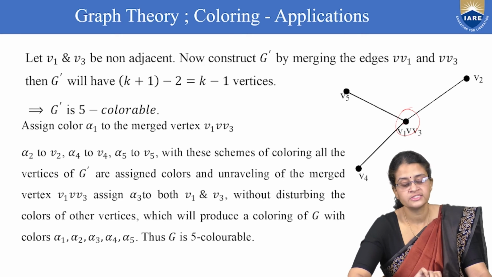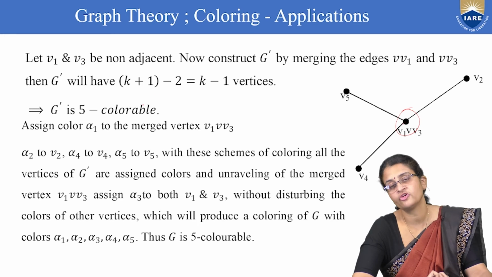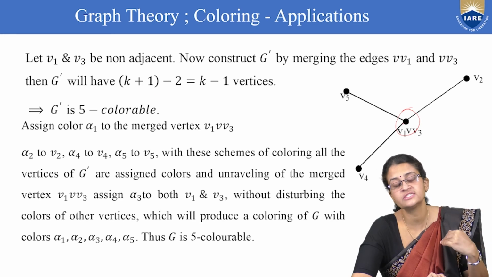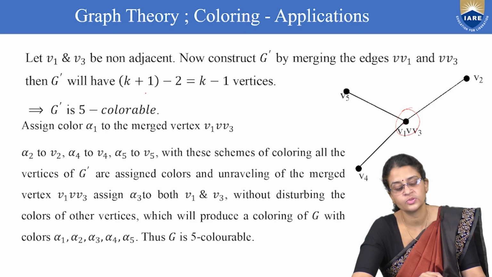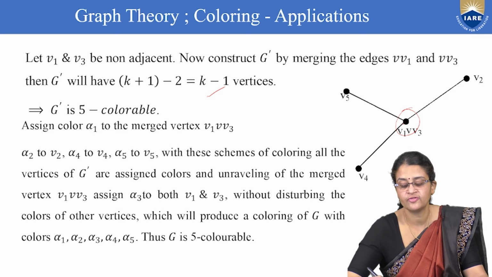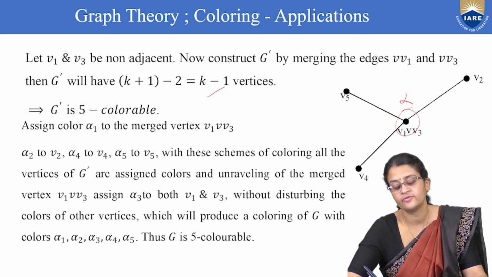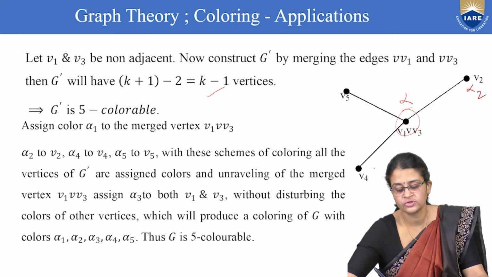And thus G dash will be left with K plus 1 minus 2 vertices. Why? Because we have taken G with K plus 1 vertices, and now we are merging these 2 vertices into 1, so 2 vertices are being deleted. So the number of vertices is K minus 1. Hence G dash is K colorable. Assign this color alpha 1 to V1 and V3, alpha 2 to V2, alpha 4 to this one, and alpha 5 to V5.